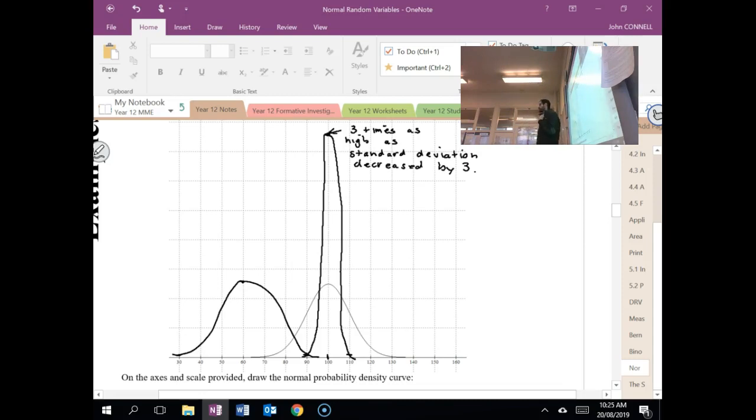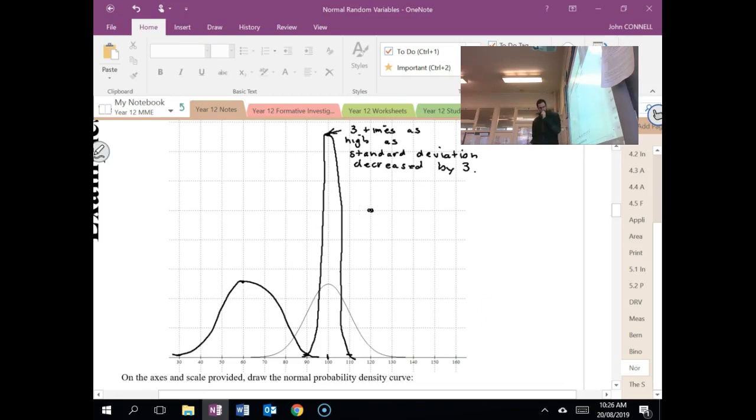Okay, on the last one, how much is the standard deviation decreased by from 10? It's 5. So what factor has it decreased by? 2. So then we need to multiply our height by 2. So it's going to be double what it is here. And we're going to be centered at 120. So I'm going to be there, twice as high.